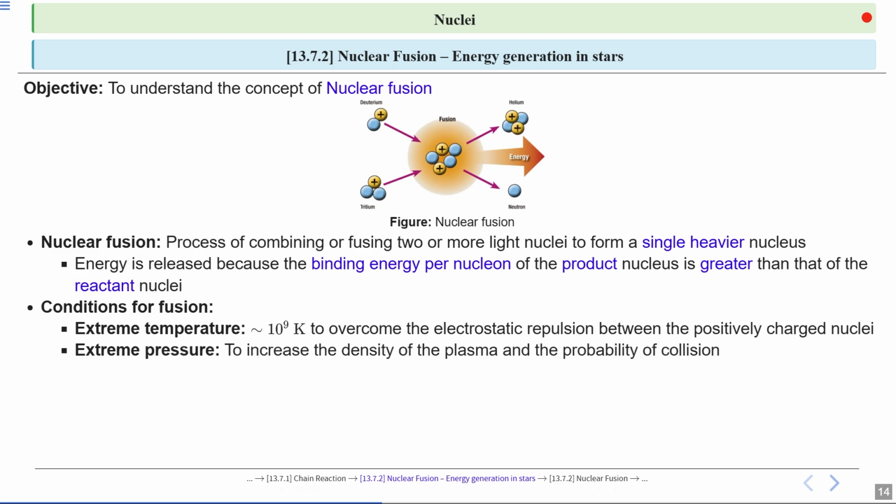The second condition is extreme pressure. High pressure increases the density of the plasma, which means the nuclei are packed closer together. This raises the probability that they will collide and fuse. In stars, gravity provides both the high temperature and high pressure needed for fusion.